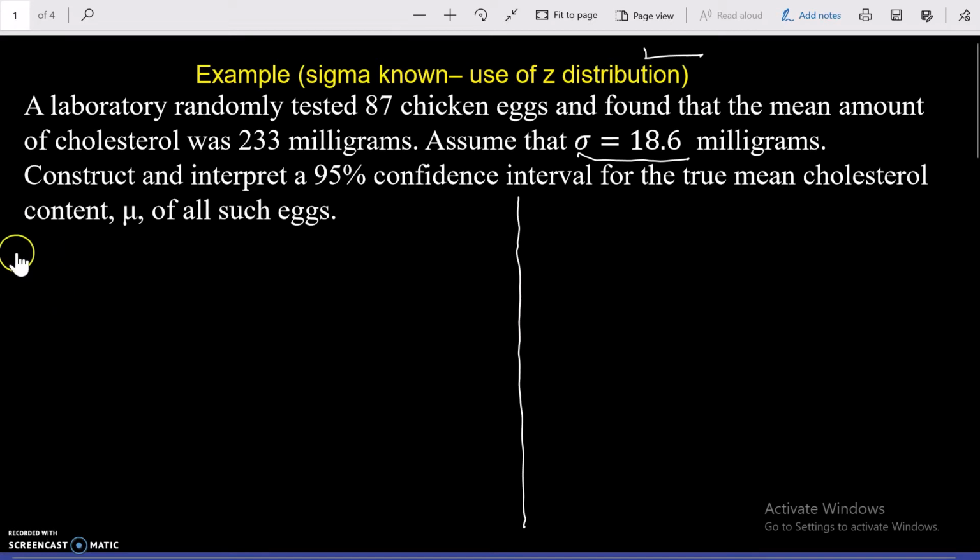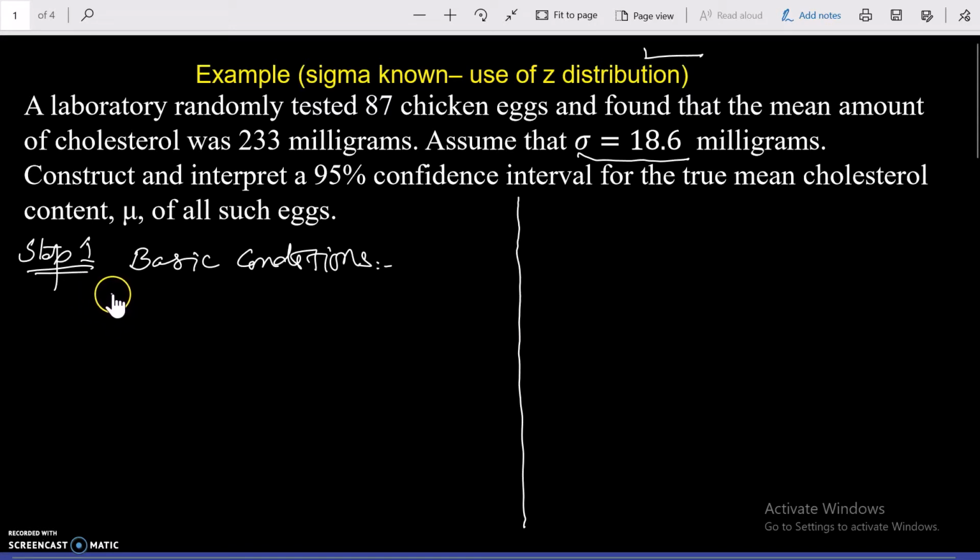So let's start with step number 1. In step 1, we check the basic requirements. Let's write them: basic conditions or basic requirements. We want to see whether the basic conditions are met or not. Without these basic conditions, we cannot construct a confidence interval. What were those basic conditions?